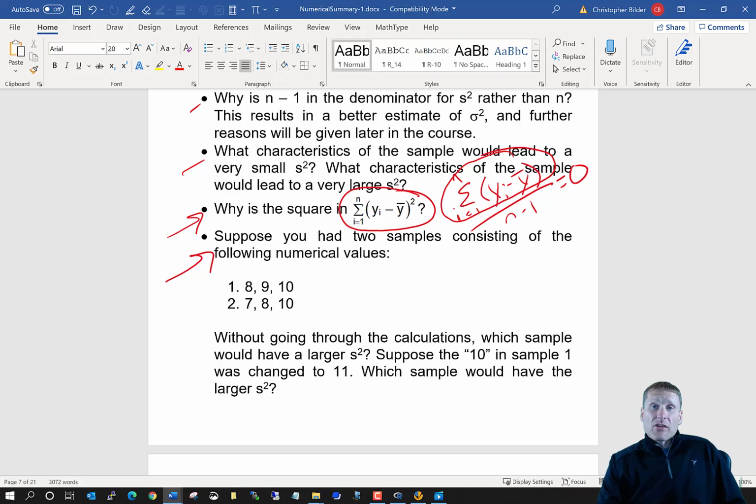So again, think about what S squared measures. It measures how much variability there is in your observed values. And if you just look at those data values, you should be able to see which one, the first set or the second set, has more variability without actually even doing the calculations. So I do want you to do that on your own. Then let's say that the 10 in sample 1 was changed to 11. So maybe this was 11 now. Which sample would now have the larger S squared?